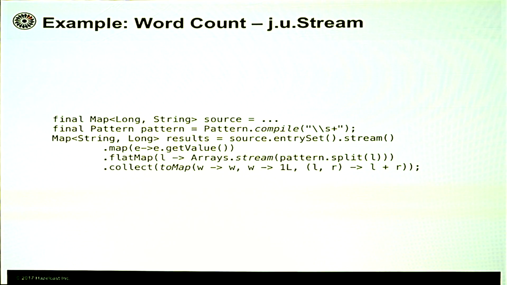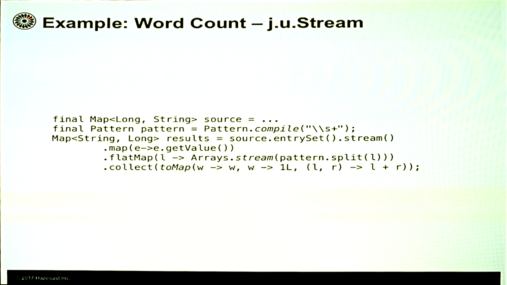You take that and you map it to the value only. So you basically get rid of the map entry object, right? You take only the value as your stream item. And then from that value, which is multiple words, you do a flat map by parsing those values, splitting them into many words.